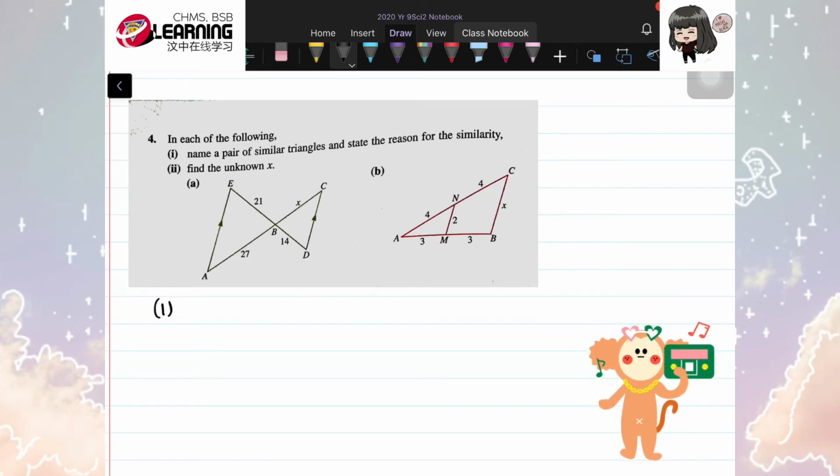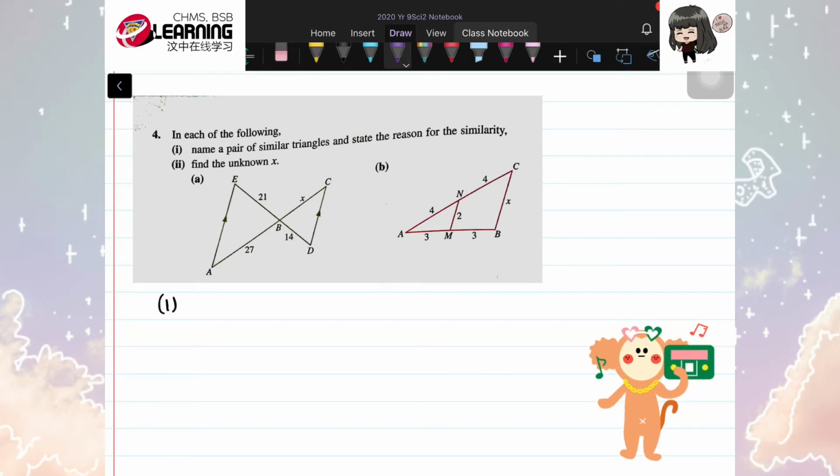Okay, let's see which triangles are similar. First we need to find out, do they give you any of the sides or angles? Sides are given one pair, this pair and this pair, and 27 and x, but this is given x, so it's considered as only one pair given, 21 and 14. So can we say this triangle and this triangle are similar? Since you only have one pair of sides, let's find out if they have the same angle.